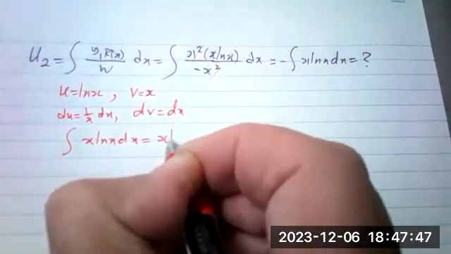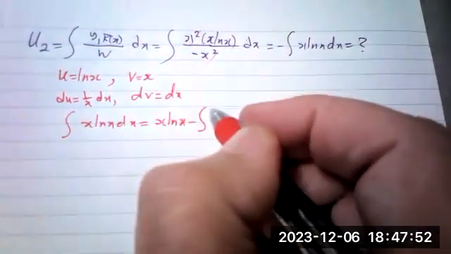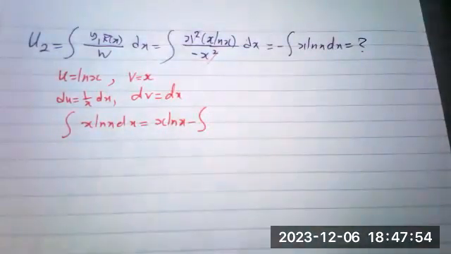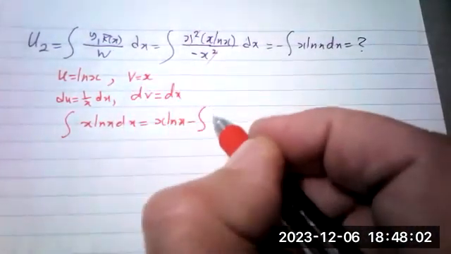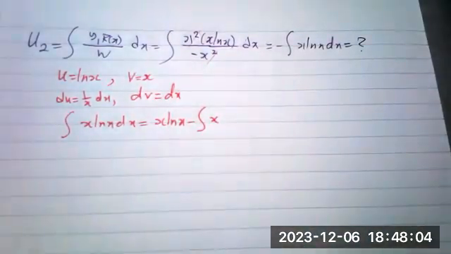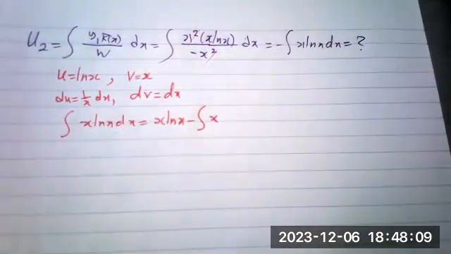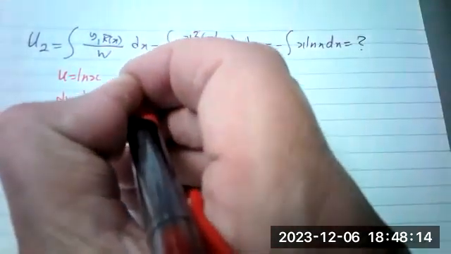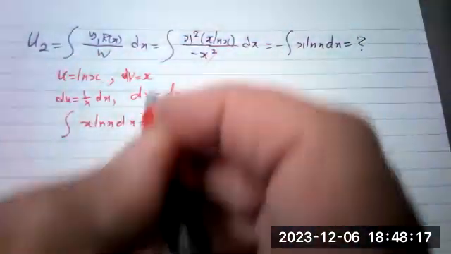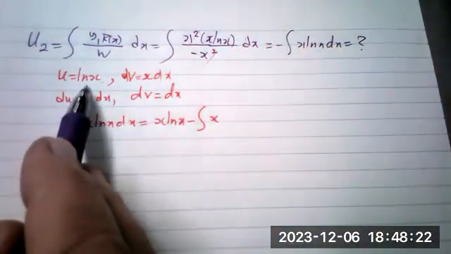uv would be x ln x minus v du. V is x. Okay. So that is going to be v is equal to the x. And then... I'm not on the right track here because I made a mistake. That's your dv. Okay, u is ln x. dv is x dx. Okay, you take the u to be ln x.